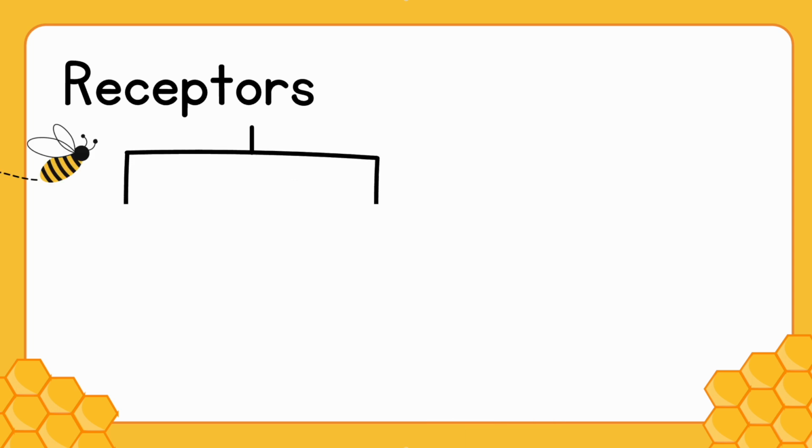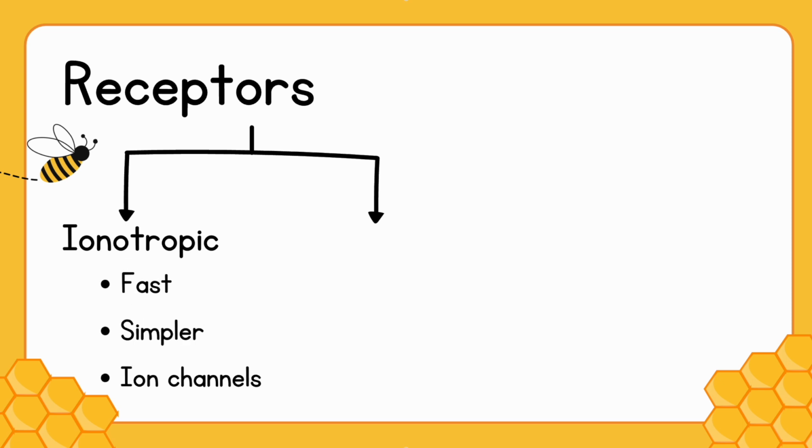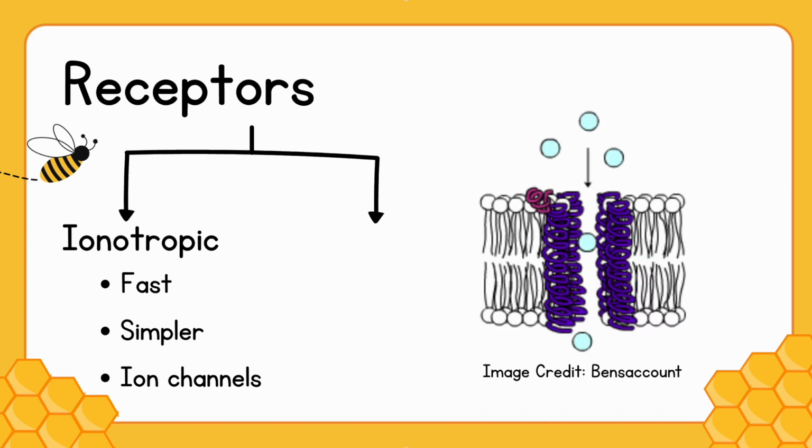So there are 2 types of receptors. There are ionotropic receptors, which are typically faster, simpler, and just function with ion channels. As you can see in this diagram here, an ion channel simply allows for ions to enter the neuron to either make it more positive or more negative.